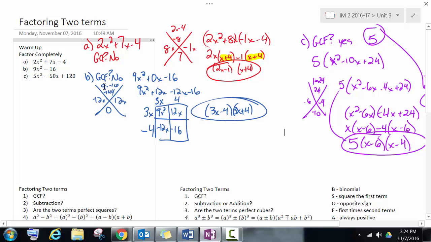Letter B, GCF, 9 and 16, nope. Multiply the a and the c. 9 times -16 is -144. Our b is 0. So we can rewrite it as 9x squared plus 0x minus 16. Or it's our x term that's missing. That's our b term. So that's 0.